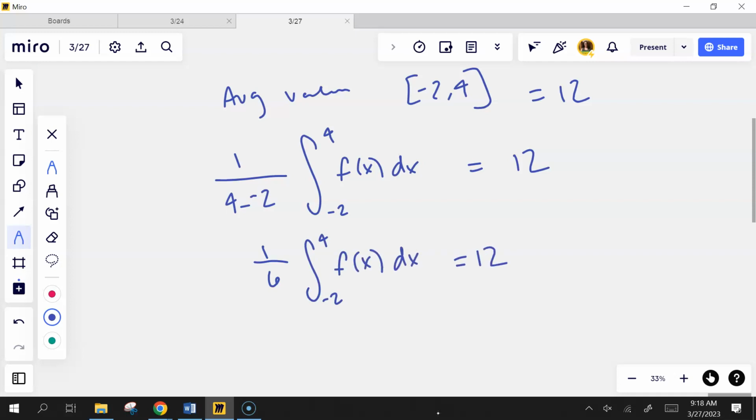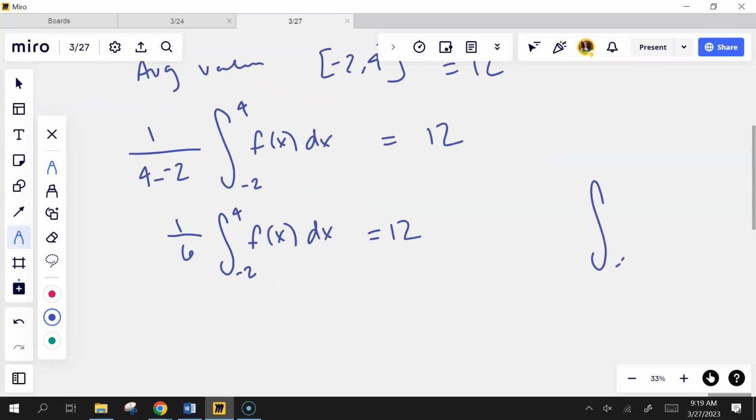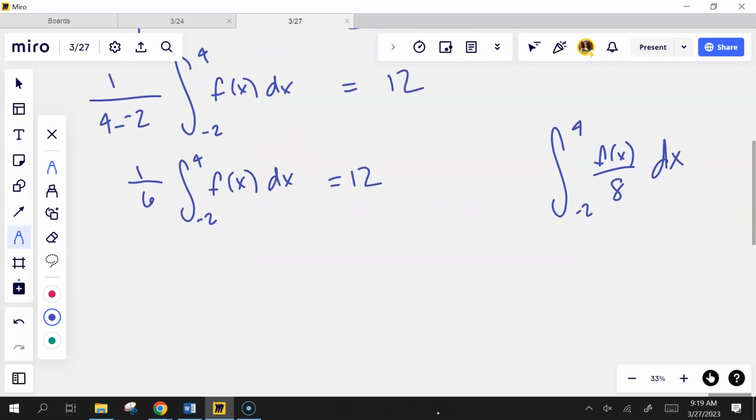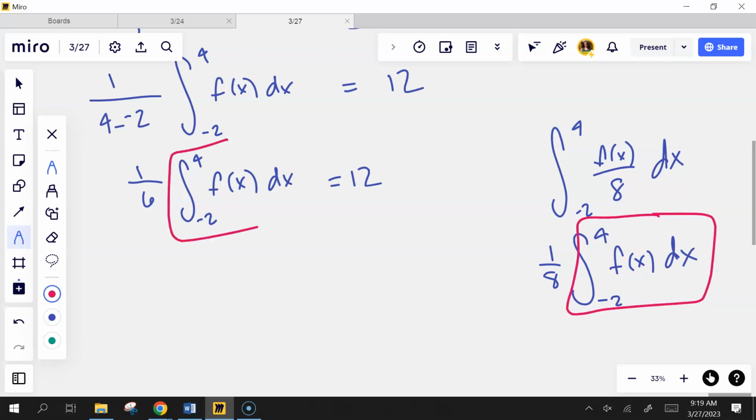I'm just working with this because now I'm looking at what they want. They want the integral from -2 to 4 of f of x over 8 dx. By properties of integrals, this is 1/8 times the integral here. Agree or disagree? So if I can find what that part is, then I can just divide by 8 and have my answer, right?